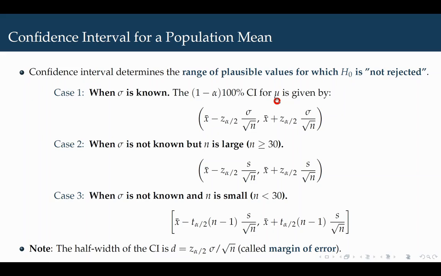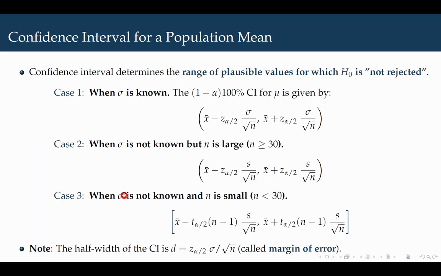So the construction of an interval on either side of the sample mean provides the confidence interval for the population mean mu. And similarly, if the population standard deviation is not known, but we know that the sample size is large enough, particularly if it is greater than or equal to 30, in that case sigma could be replaced by the sample standard deviation S. So everything else is the same.